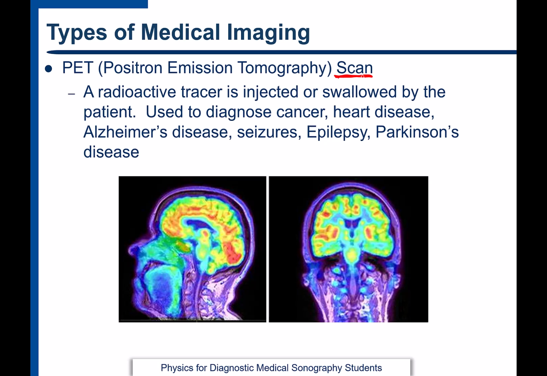And so what happens is the person is either injected with a tracer or they swallow the tracer, and then the output of that radioactive material is what's being used to create the images or the scans. And so PET scans can be used for diagnosing cancer, heart disease, Alzheimer's, seizures, epilepsy, Parkinson's. You'll notice really specifically here, often we're talking about imaging the brain when we're using a PET scan.